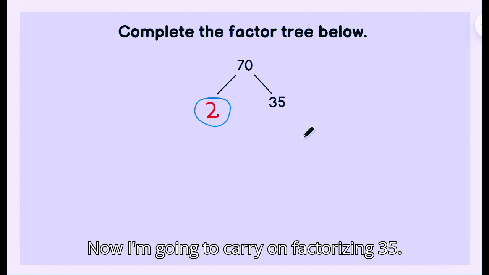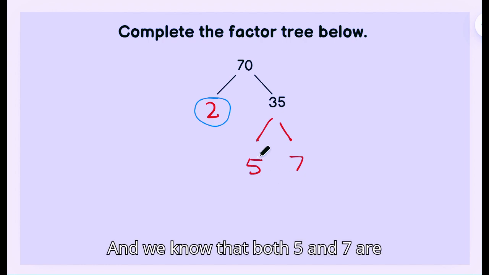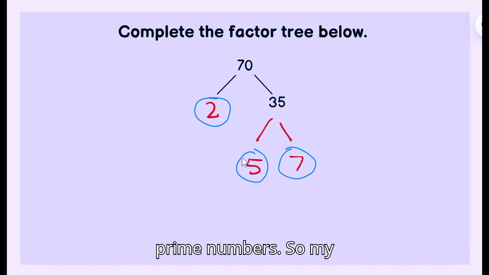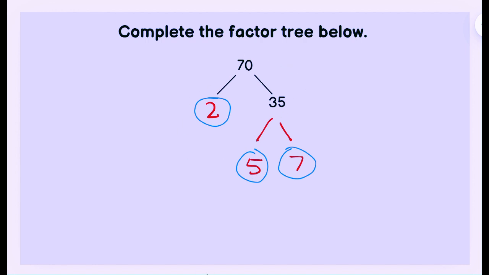Now I'm going to carry on factorizing 35. So 5 sevens are 35. And we know that both 5 and 7 are prime numbers. So my second factor tree is also complete.